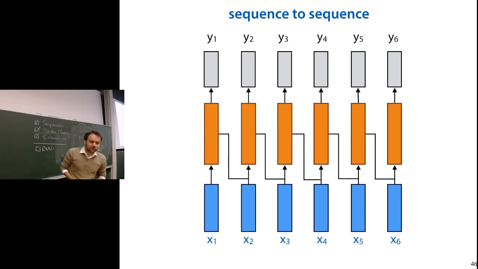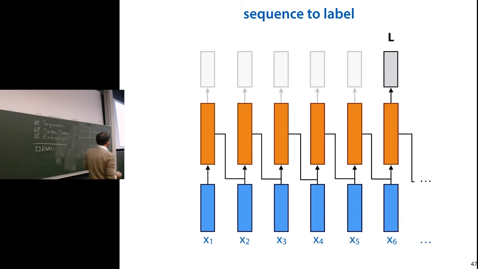We can also do, for instance, spam classification, where we get a sequence as input and we want a single label as output. So we can do sequence to label, where we basically ignore everything the neural network outputs until the last moment. Whatever it does here, we don't care about. It doesn't get any gradient here, we don't put any loss functions on here. We only care about what it outputs at the last moment.